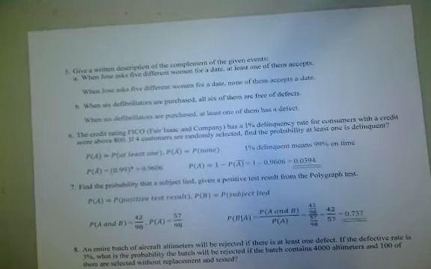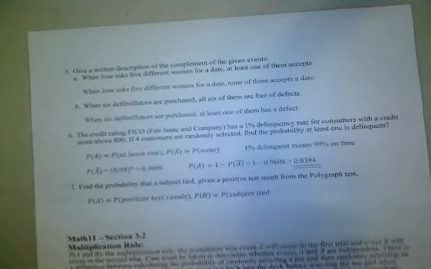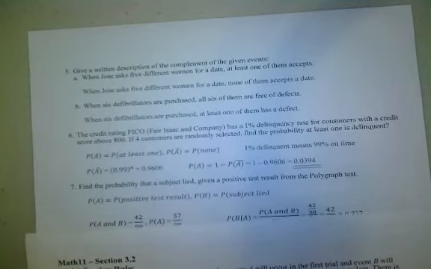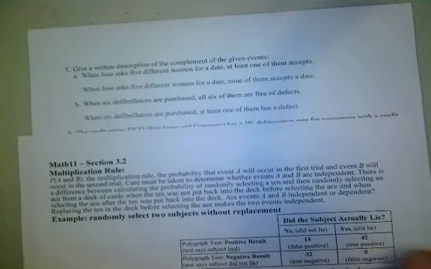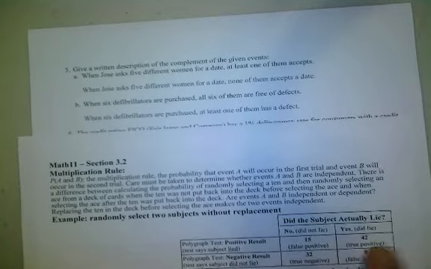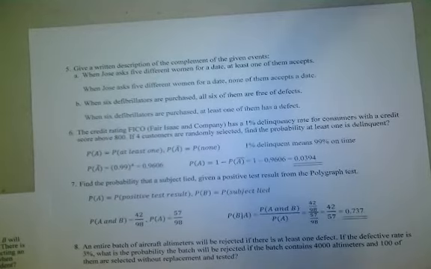All right, we're back to our polygraph test results. Find the probability that a subject lied given a positive test result from the polygraph test. So here's our polygraph test for a minute. We want the probability that the subject lied given a positive test result. So these are all the positives, and we want to know the probability that of all those positives, they actually did lie, that the polygraph was correct.